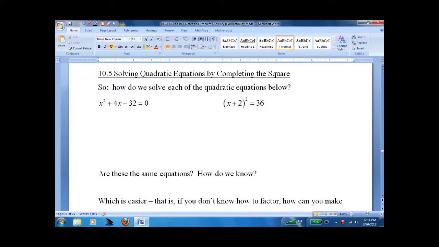Lesson 10.5, solving quadratic equations by completing the square. Challenging stuff here, so be prepared. I'll lead you into it, then at some point you're just going to have to trust me. But how would we solve these?